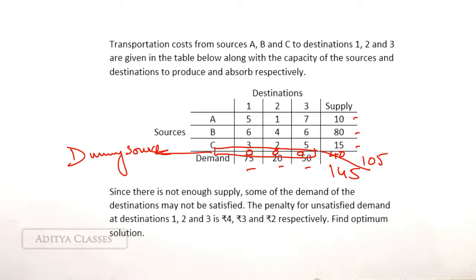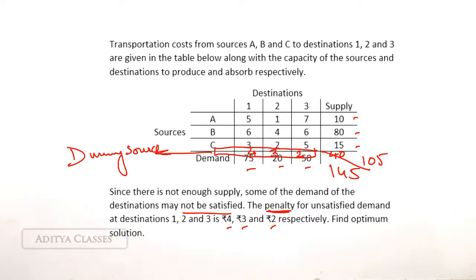But if we have a look at this question, the question is: transportation costs from sources A, B and C to destinations 1, 2 and 3 are given below along with the capacity of their sources and destinations. Since there is not enough supply, some of the demand of destinations may not be satisfied. That is obvious because it is an unbalanced problem. Some demands will remain unsatisfied. The penalty for unsatisfied demand at destinations 1, 2 and 3 is rupees 4, 3 and 2 respectively.